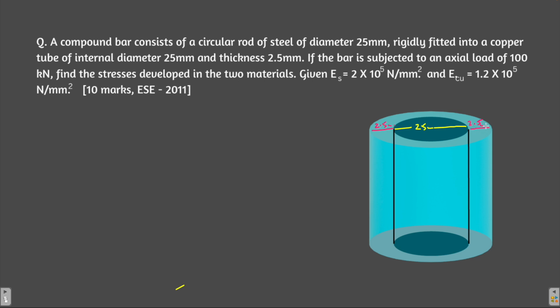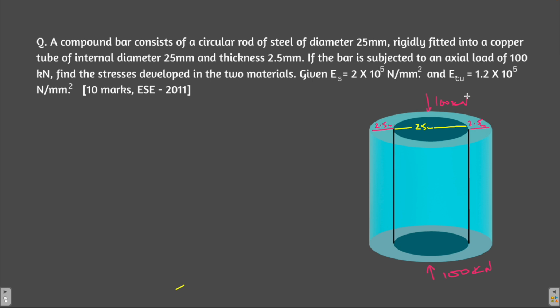This is 2.5 mm. If the bar is subjected to an axial load of 100 kilonewton, so there is an axial load acting in the bar and that is 100 kilonewton. Find the stresses developed in the two materials. So we have to find what is the stress developed in the steel rod, as well as the stress developed in the copper rod.